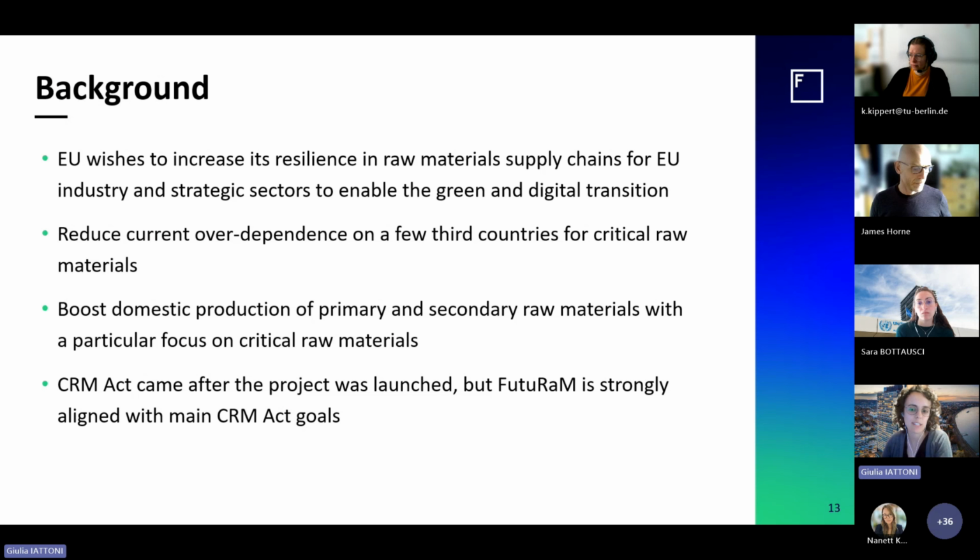First, what's the background where the FutuRaM project is moving? The European Union is aiming to strengthen the resilience of raw material supply chains in order to enable the green and digital transition. A key objective is to reduce the current overdependence on third countries. To achieve this, the EU is promoting increased domestic production of both primary and secondary raw materials through recycling, with a strong focus on critical raw materials.